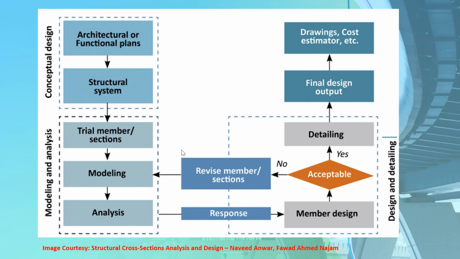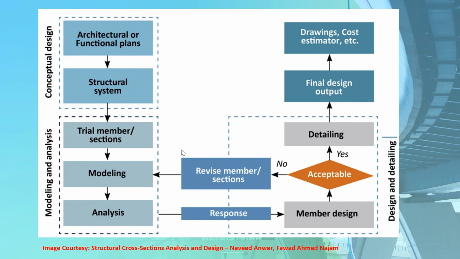Our structure should be stable. That means even when there may be a partial collapse or collapse of a certain part of our structure, it should not be unstable as a whole. The redistribution of forces should take place so that the stability of the structure still remains there. Our structure should be able to perform satisfactorily under service load without causing any discomfort to the user. That means our structure should be serviceable.